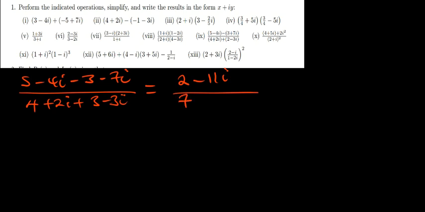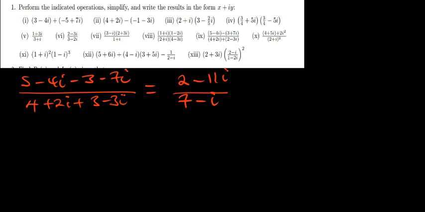Then the down part, if I also open the brackets, it's going to be 4 plus 2i plus 3 minus 3i, like that. So we are solving this one here, which is 9. Now I've just opened the brackets there. So 5 minus 3 is 2. Then negative 4 minus 7 is negative 11i. I divide this by 4 plus 3, which is 7. Then 3 minus 2 is negative 1, which is just negative i.